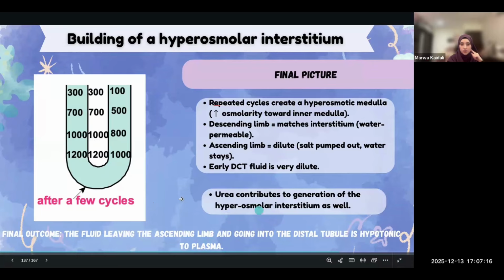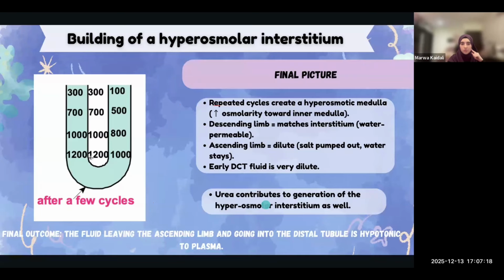One more thing to note over here is that urea is also going to help make the interstitium hyperosmolar. I'm not going to go into it right now because we will mention the urea later on in the lecture, but just keep that in mind. So urea will also help make a hyperosmolar interstitium.